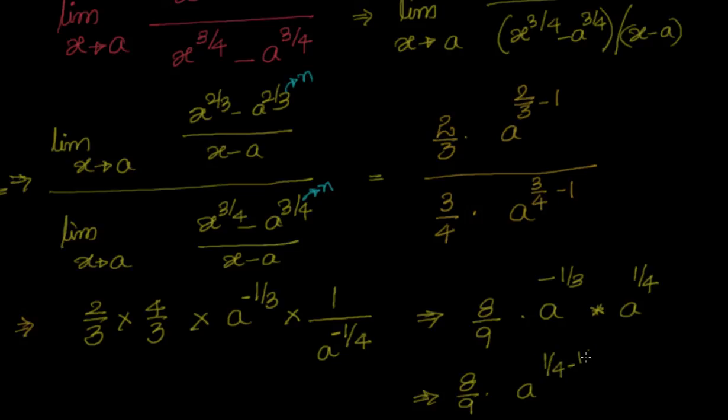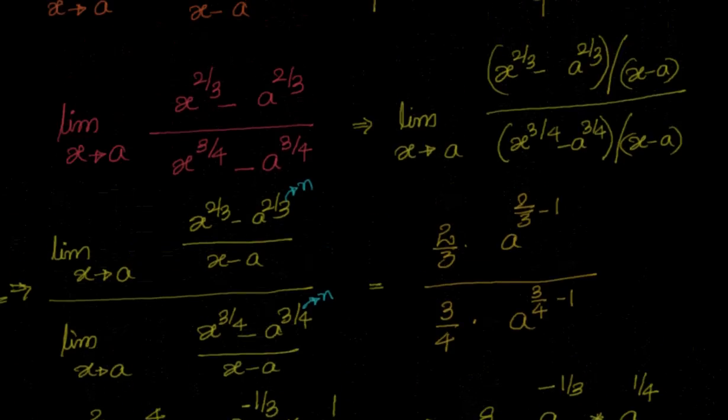So that becomes 1 by 4 minus 1 by 3. If you take LCM and simplify that, this becomes 3 by 12, this becomes 4 by 12. So your answer will be 8 by 9 a to the power of minus 1 by 12.